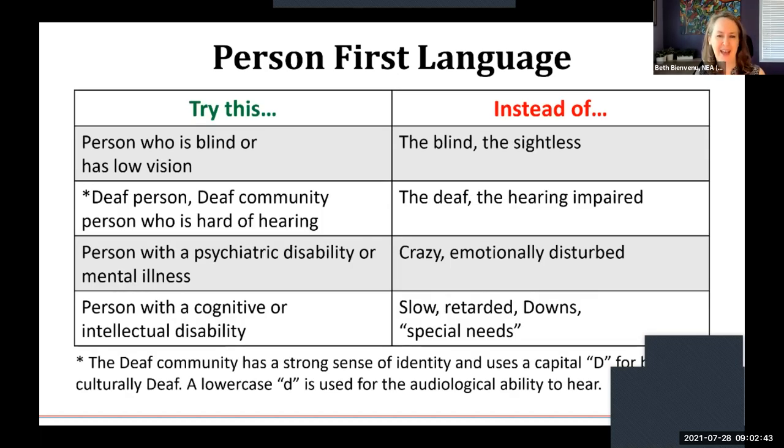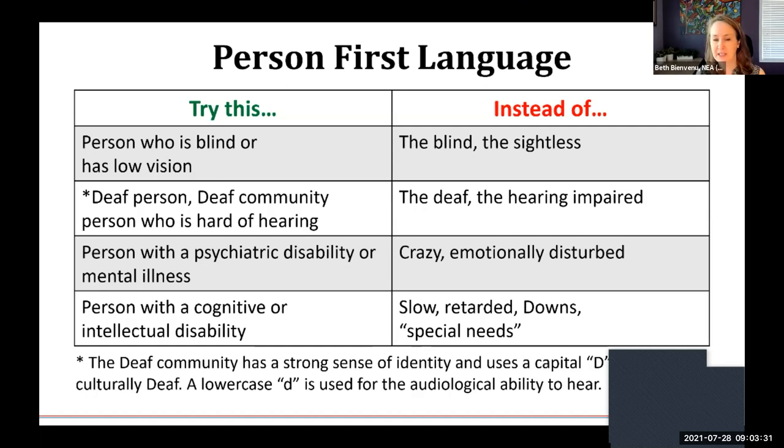And so the one theme through here is adding the word "the" in front of something: the blind, the deaf, the sightless. It's better to just say a person who is blind or has low vision. And then in the deaf community, you can say a deaf person or the deaf community, person who is hard of hearing. We want to note, there's an asterisk that says the deaf community has a strong sense of identity and uses the capital D for recognizing that they're culturally Deaf. And the lowercase d is used for the audiological ability or inability to hear. So you might see it capitalized, and it's a form of pride, and often you will not see as much person-first language.